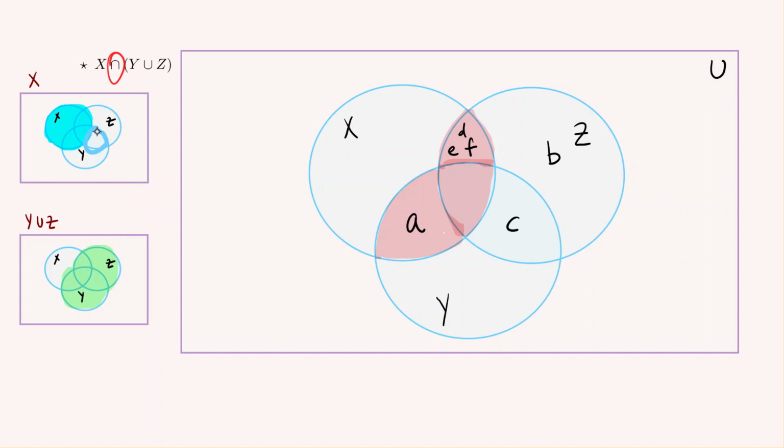The intersection of y and z is not shaded in the Venn diagram for x. It is shaded in the Venn diagram for y union z, but we know for intersection it has to be shaded in both, so this will also be left unshaded.